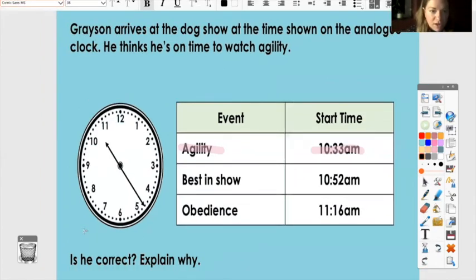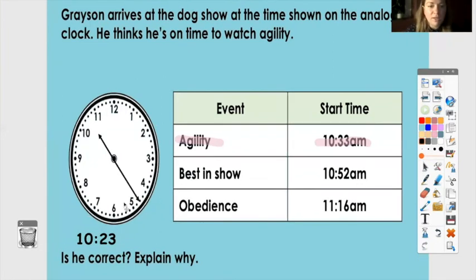So he has arrived at 10, is our hour. Okay, and how many minutes? Well, let's see, there's 20, 21, 22, 23. So he has arrived at 10:23 and he thinks he has arrived in time for agility. Is he correct, children? Yes, he is, because he's arrived at 10:23.